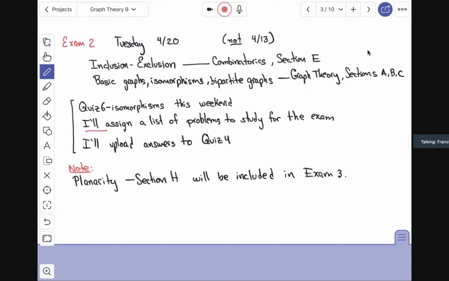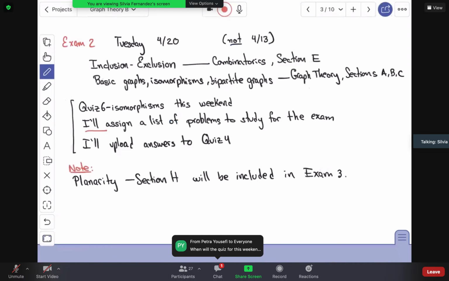Exam 3 is just the final, correct? Yeah, exam 3 is not cumulative. It's like a midterm, our third midterm, but it's during finals week. It's replacing the exam. All right, so we'll do that. Any questions about this?